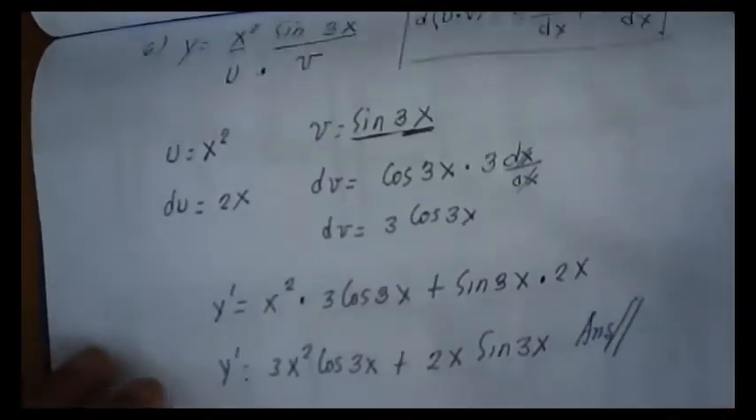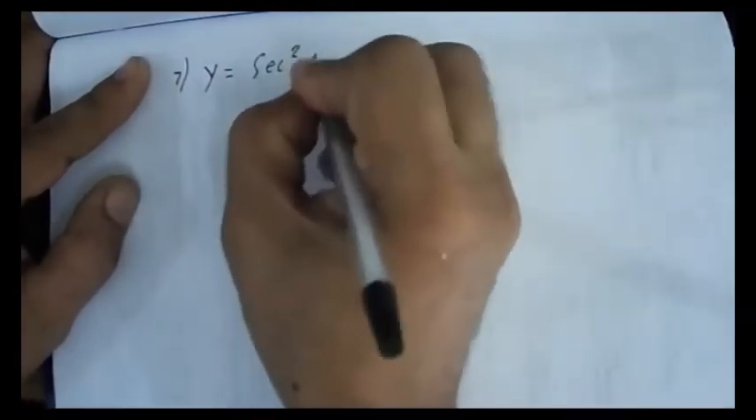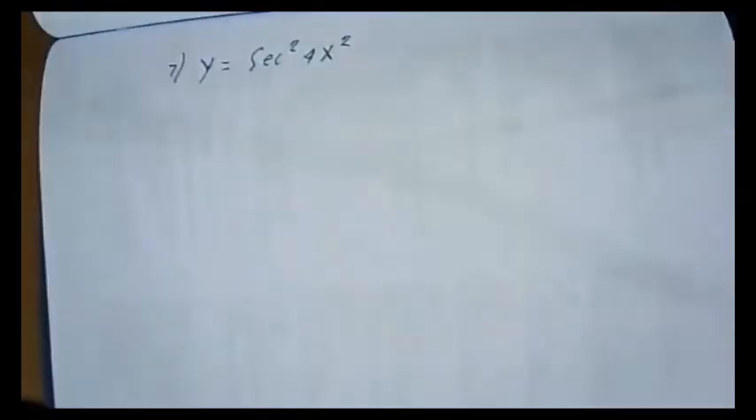Okay. So, next problem, bigyan kita ng 3 minutes. Y is equal to secant squared 4x squared. Okay? Pakisolve po for 3 minutes.